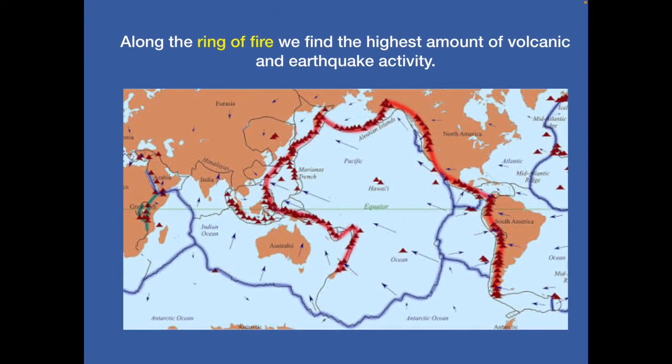So this is the ring of fire. That is why it is the ring of fire, because, well, it is filled with volcanoes, it is filled with earthquakes, and the reason for that is that it is the limit, it is the border in between a lot of tectonic plates.